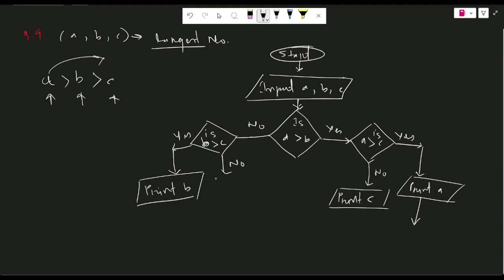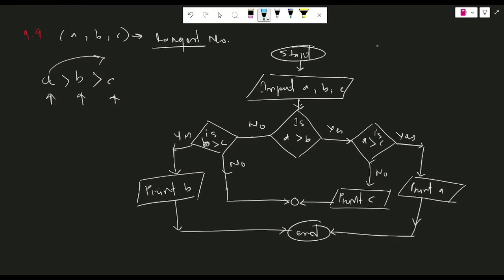If it isn't, then we come to the last conclusion which we had earlier, which is that c is greater. I'll try to explain it with an example. So connect these both at the end, or we can write stop here. Like this. Let's see with an example.